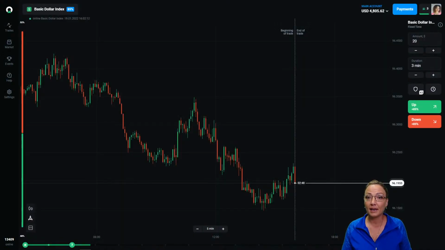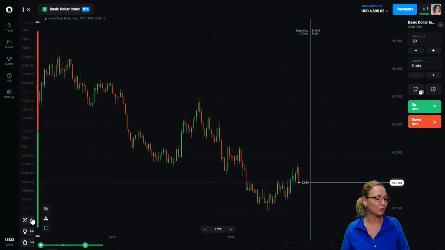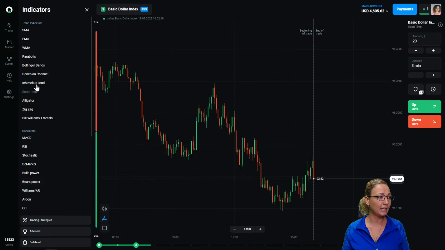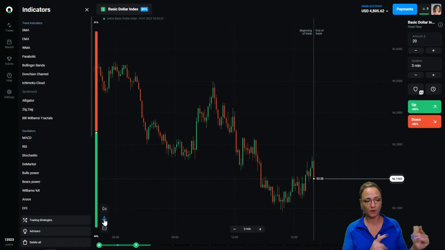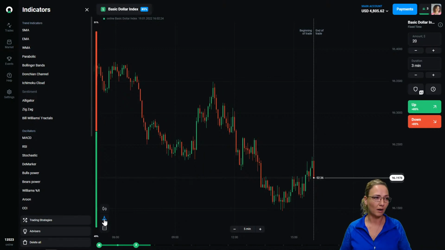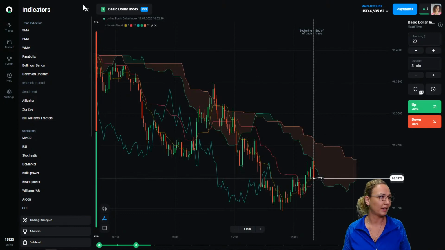Thank you. Alrighty, so let me go ahead and change to the platform. And we'll go ahead and just jump right into it. So what we're going to do is we'll go ahead and add the Ichimoku Cloud indicator. All the indicators are in the bottom left corner of the platform on the web version of the platform. So if we click on indicators, all you have to do is find the Ichimoku Cloud and apply it to our chart.